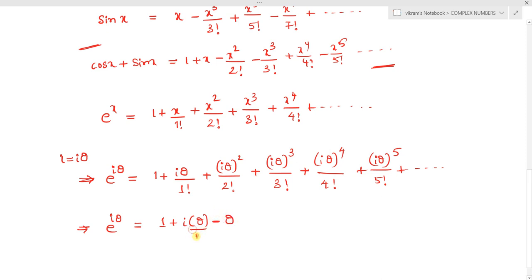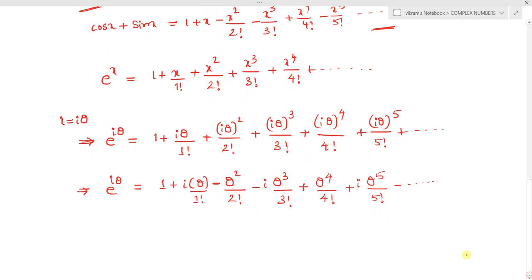So now here θ by 1 factorial, 1 factorial is 1, and θ square by 2 factorial. Now what is i cube? i cube is nothing but i square into i, which is minus i, into θ cube by 3 factorial. And i power 4 is plus 1. We can write this as θ power 4 by 4 factorial, plus i power 5, which is i power 4 into i, so plus i into θ power 5 by 5 factorial, and then minus, and so on.